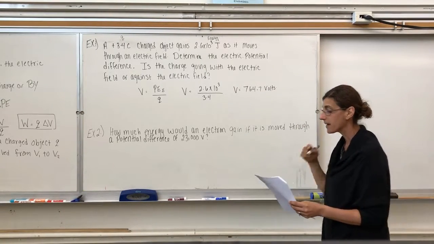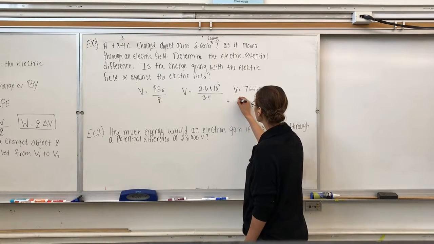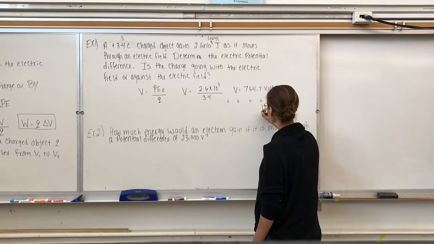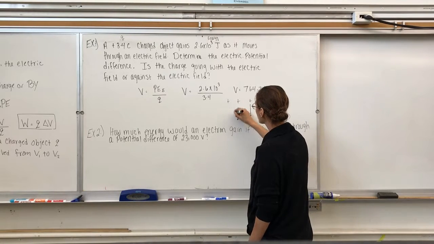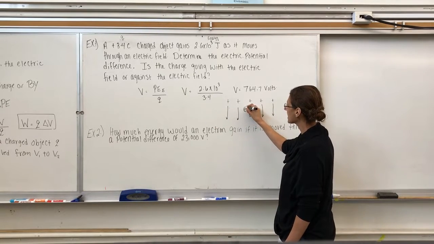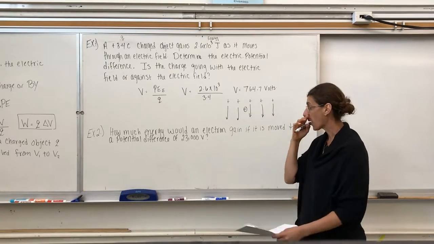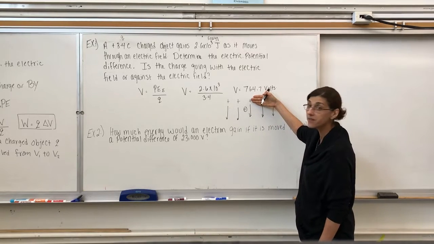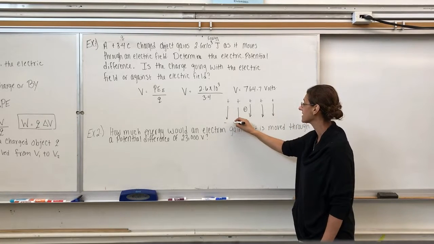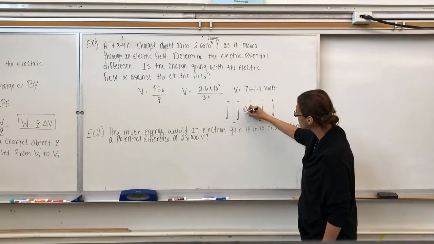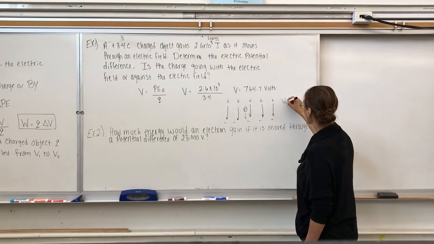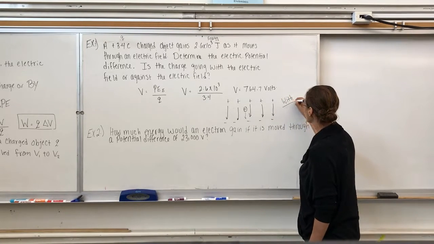Okay. The second part of the question says, is the charge going with the electric field or against the electric field? So remember that the electric field is field lines that go from positive to negative. So if this is your electric field here, and in this case you have a positive charge in that electric field, that positive charge is going to repel the positive end of the electric field and will attract the negative end of the electric field. So that positive charge will also move in this direction. So the positive charge will move with the electric field.